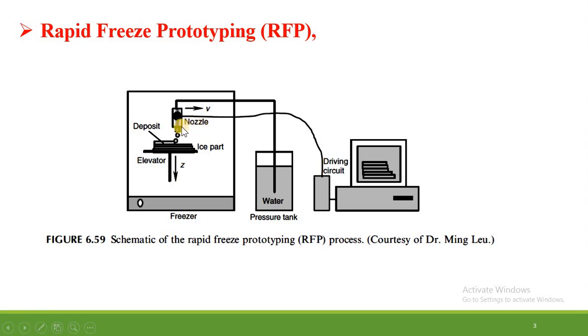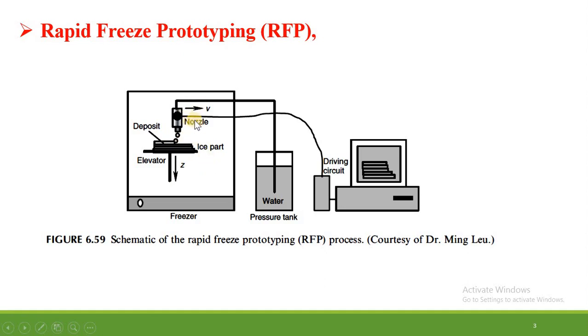This is a nozzle. This nozzle has a very small opening or orifice through which water droplets get deposited over the surface, and as the temperature is less than the water freezing temperature, as soon as the water droplet gets deposited, it gets converted into solid and fused to the lower layer. So by this layer technique we can build the part. Once the first layer is laid, the elevator goes down by a small distance and the second layer is built.